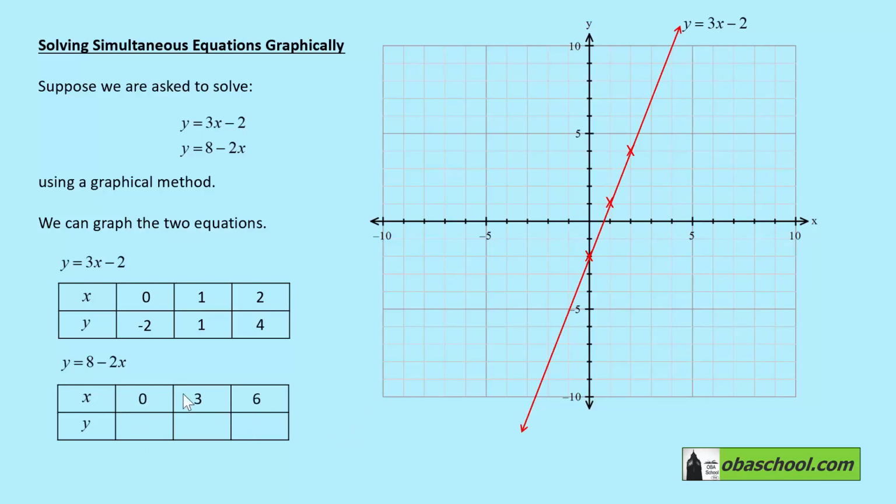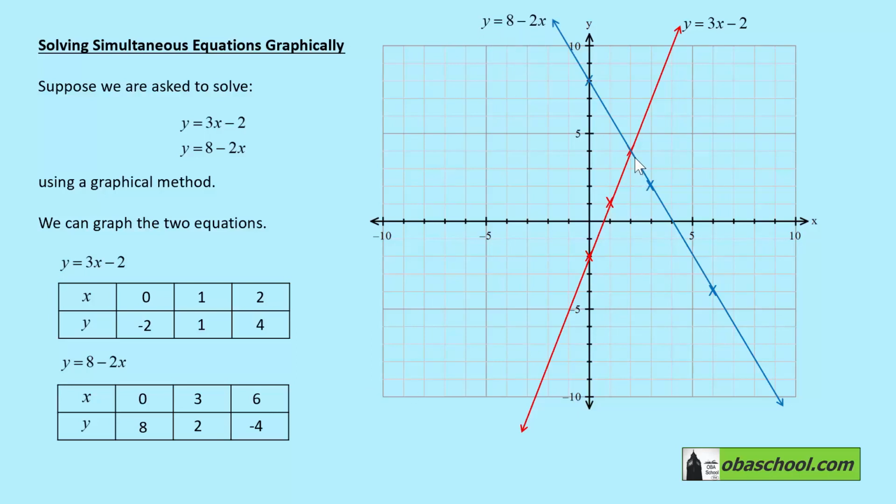Now here I'm going to choose 0, 3 and 6 as my x's. Substituting 0 in gives me 8. Substituting 3 in gives me 2. Substituting 6 in gives me negative 4. Let's plot those points and draw the line. And of course, we'll label that.